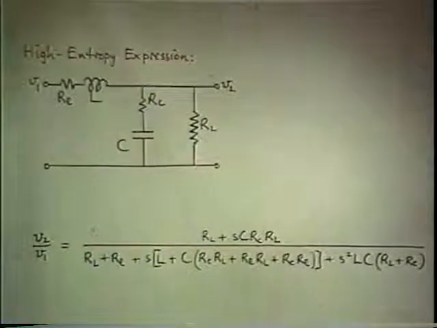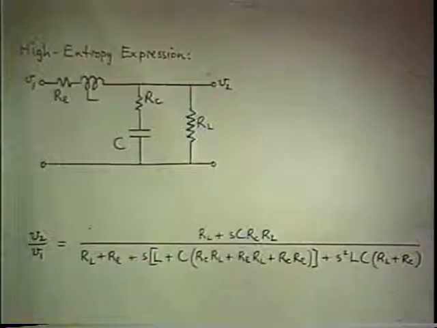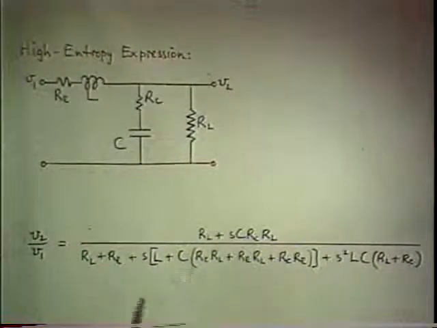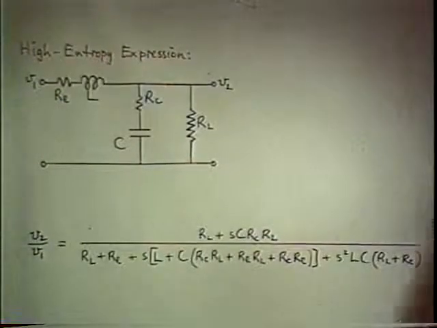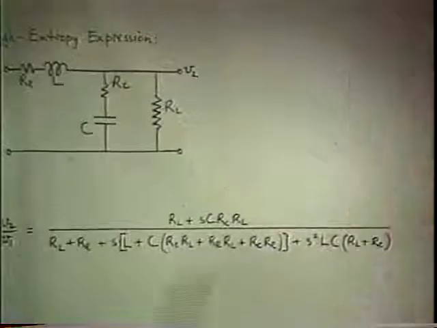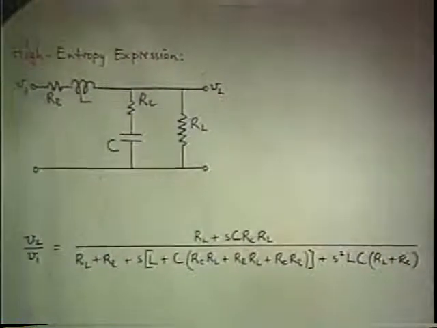It's high entropy. It's a ratio of polynomials in S without a leading term of 1. And it's a ratio of sums of products of the various circuit elements. The usual high entropy format that comes out by doing the blind algebra. There's nothing you can do with that except plug in a set of numbers.